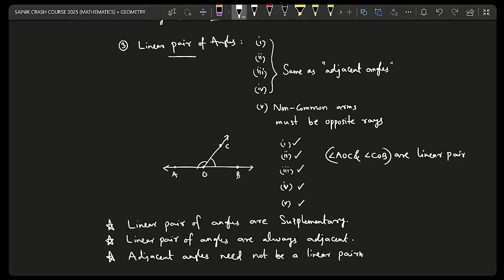And the properties are also very important. For vertically opposite angles, we discussed the property. What is it? They are always equal. And linear pair of angles, we discussed 3 note points. One is linear pair of angles are always supplementary, that means their sum is going to be 180 degrees. And the relation between linear pair and adjacent: if linear pair, definitely adjacent. But if adjacent, maybe linear pair, may not be linear pair.